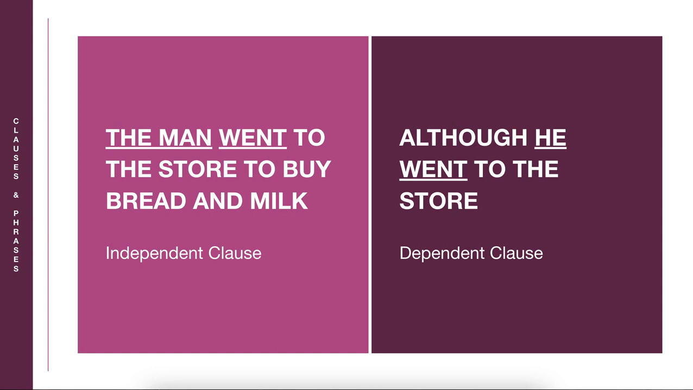Our dependent clause, on the other hand, does not make sense on its own. So again, we still have a subject, he, and we still have a verb, went, but it doesn't work independently. If I read this to you, you're going to see what I mean. Although he went to the store. And because that doesn't quite work, because you want a little bit more information in order for that sentence to make sense, because that clause depends on more information, it's called a dependent clause.